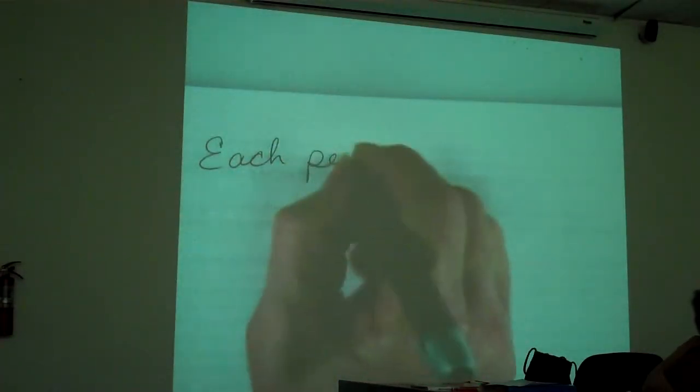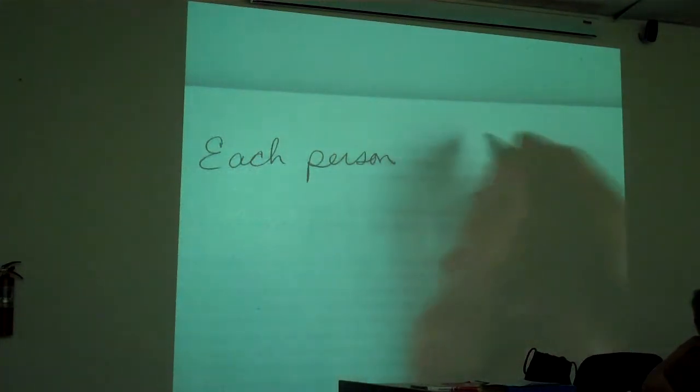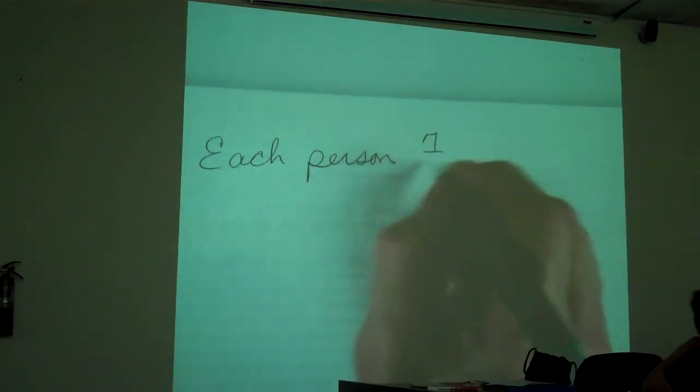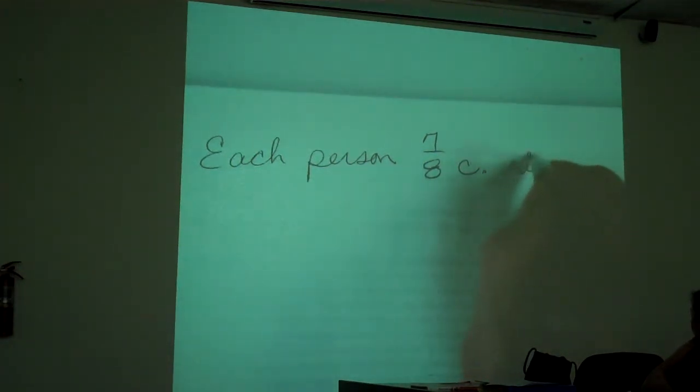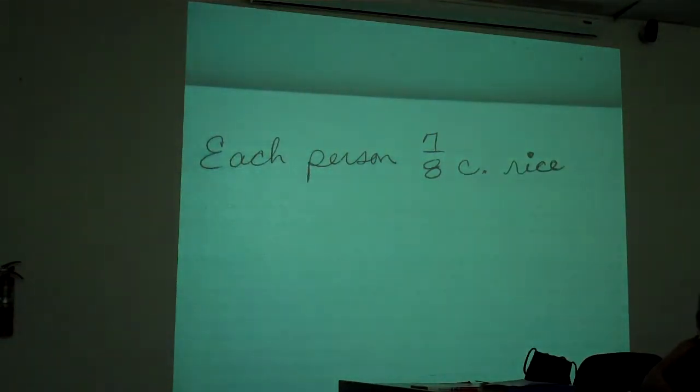Okay. Now let me see what the next page has for us. We have a lot of word problems here. If a word problem tells you that each person is going to get 7/8, let's say cups of rice. Maybe this is in a country and they're feeding them 7/8 of a cup of rice.